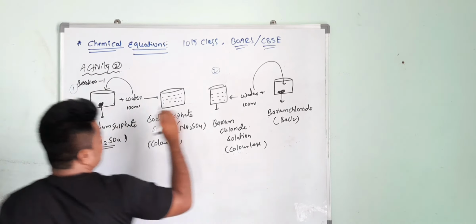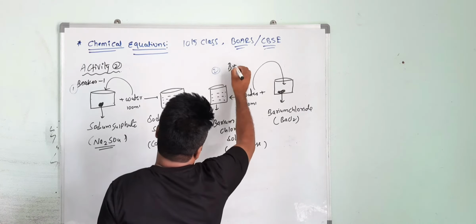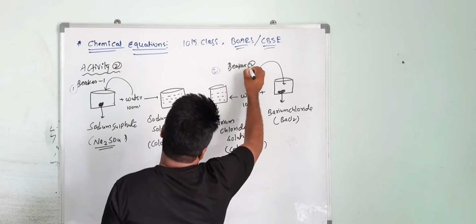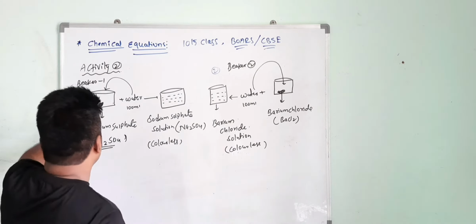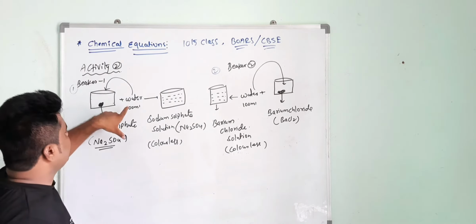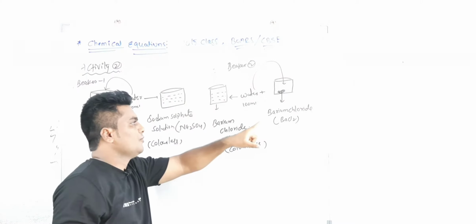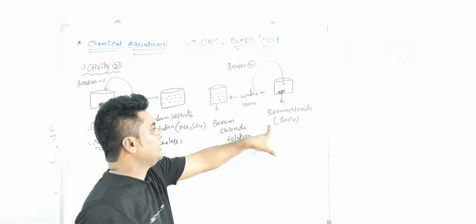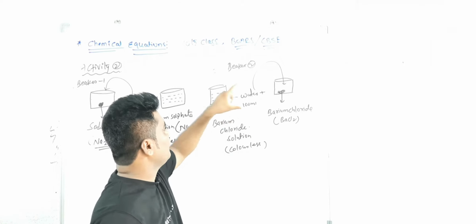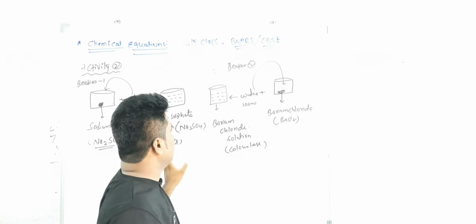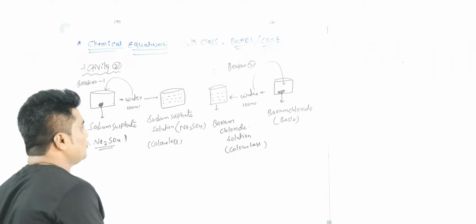Beaker 1 and this is Beaker 2. In Beaker 1 we dissolve sodium sulfate in 100 ml of water, and we get a sodium sulfate solution. In Beaker 2 we dissolve barium chloride in 100 ml of water, and we get a barium chloride solution. Both are colorless. Now see what I am doing here.